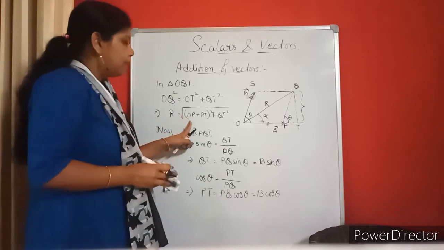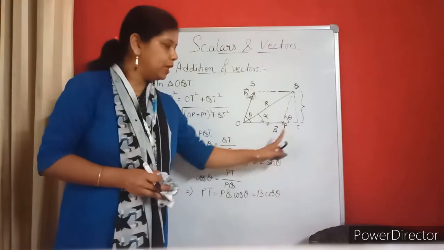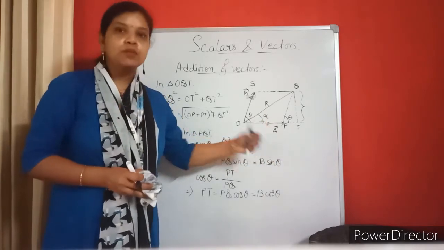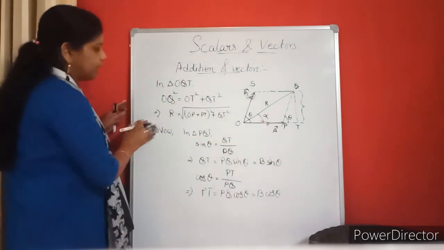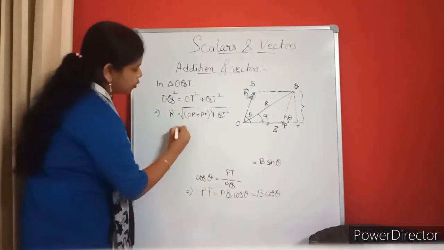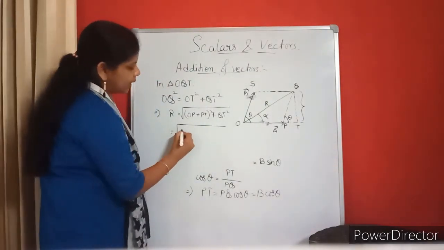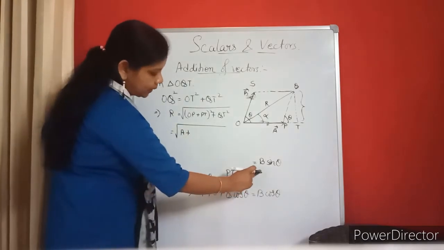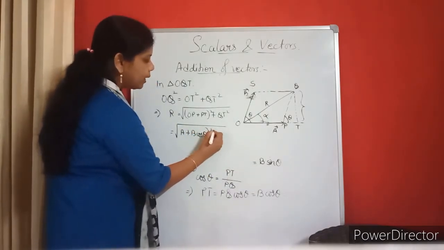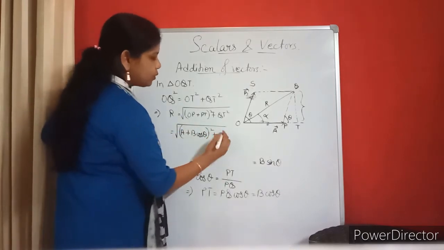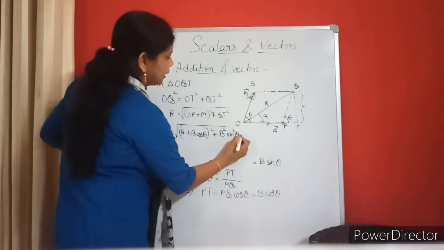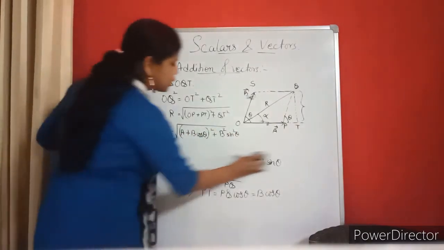Now tell me what will be my OP. From O to P, it is a vector A, whose magnitude will be A or not. So let us write it here. I can write this as root over OP means A, plus PT means what? PT means B cos theta. Then whole square will come or not? Whole square plus QT means B sin theta, B square sin square theta. So this is the expression.